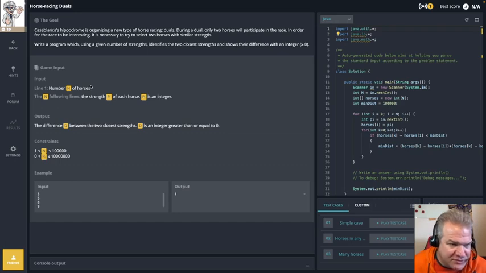So we know that the number of horses will be between 1 and 100,000. And the strengths of those horses will be between 0 and 10 million. So if we have 4 horses and they are of strengths 3, 5, 8, and 9, we would output 1 because the horses closest in strength are 8 and 9, and that difference is 1. All right, so that's all the information we have to go on. We have a sample solution, but I'll get into that in the next video.